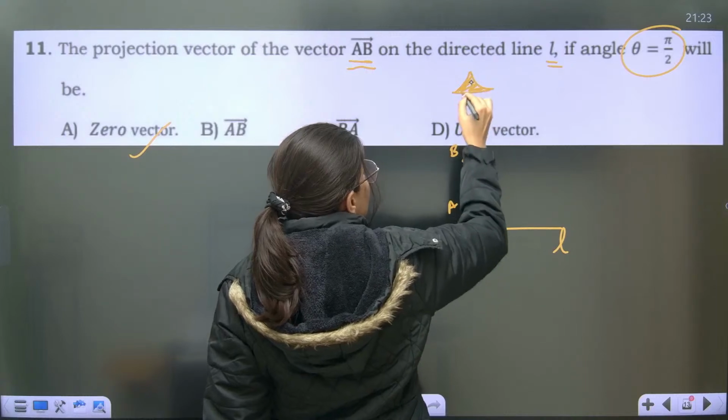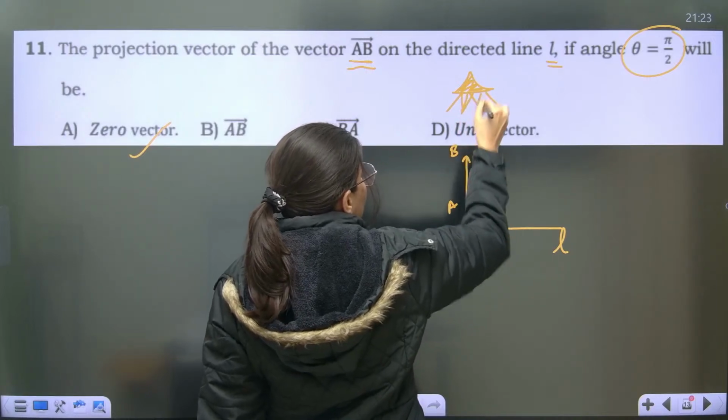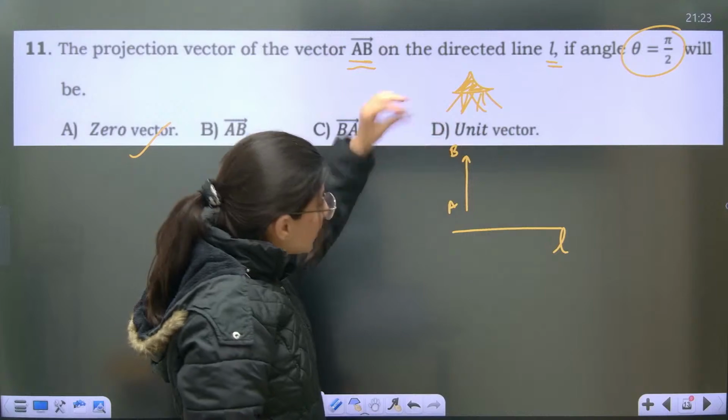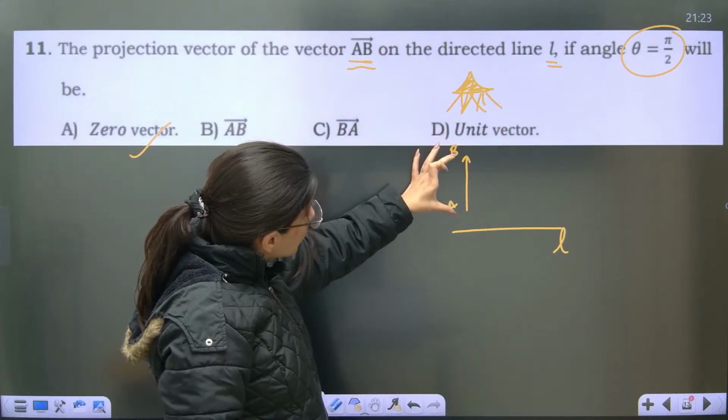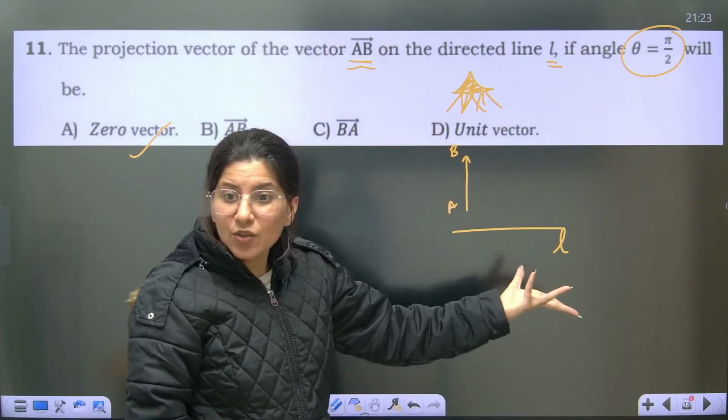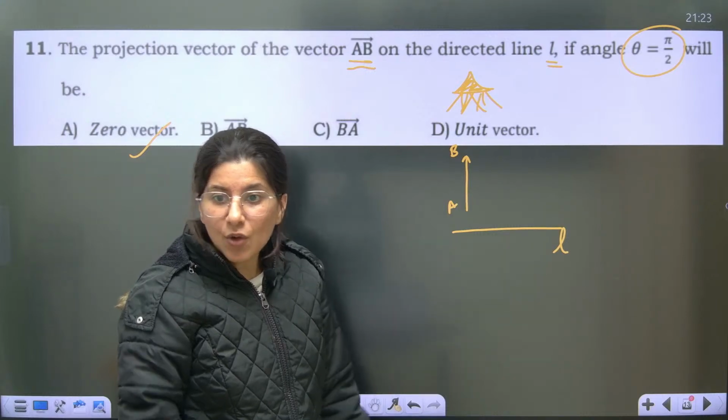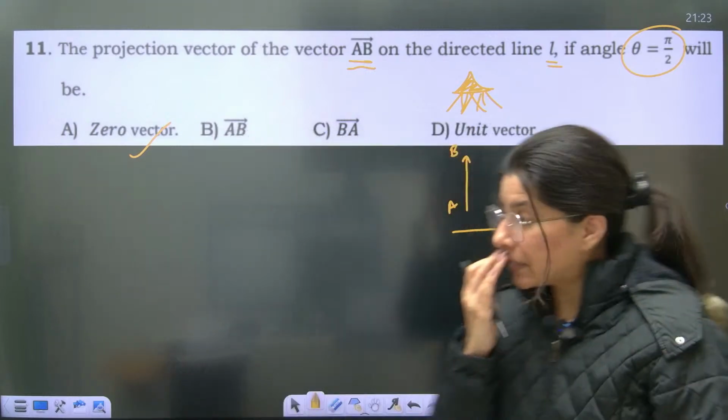Okay, so suppose I create a source of light, this is my source of light. This is a lamp. I am just putting a lamp over here. Now this lamp will cast a shadow of this AB vector on this line, which is of 0 length. Yes or no? Are you able to imagine? So the answer is 0.